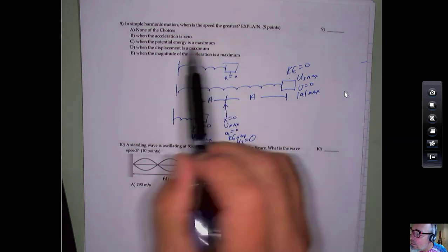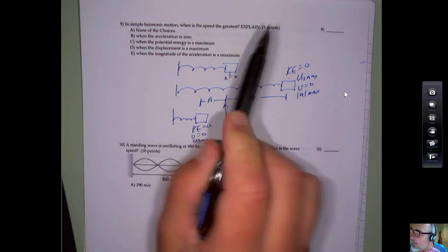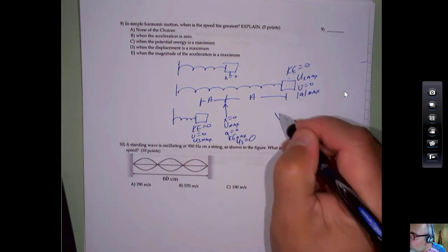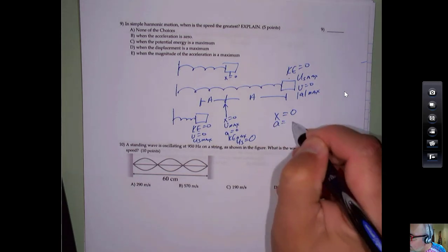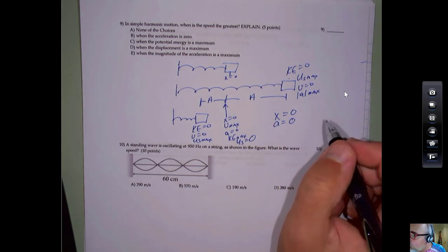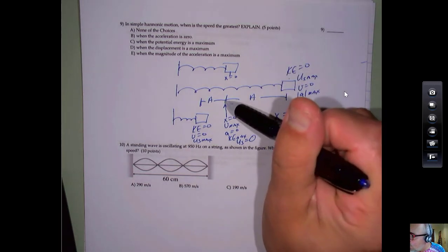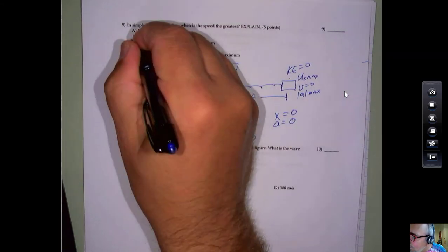Okay, so let's go back to this question though. In simple harmonic motion, when is the speed the greatest? The speed is the greatest when you pass through equilibrium. So the speed is the greatest when x is equal to 0, acceleration is 0. That's right here. That's where the speed is a maximum. When the acceleration is 0, okay, so far I think that's good.